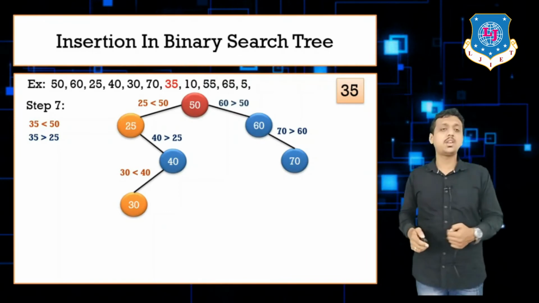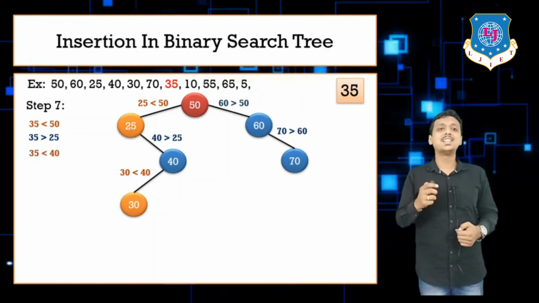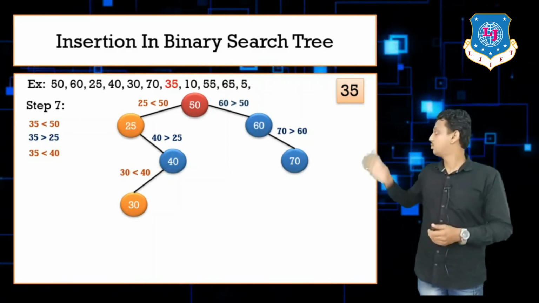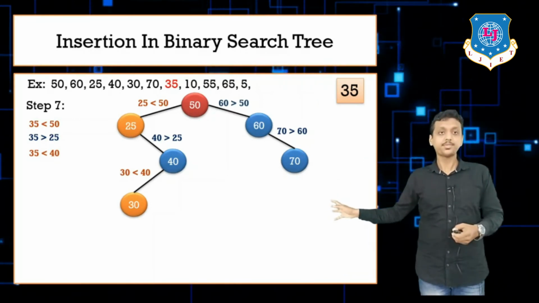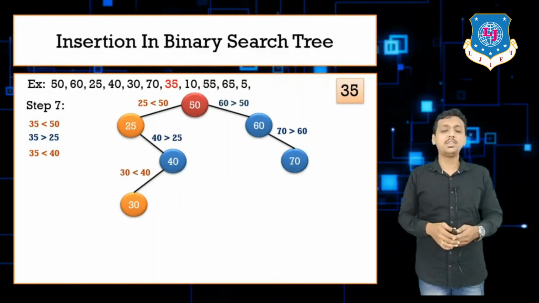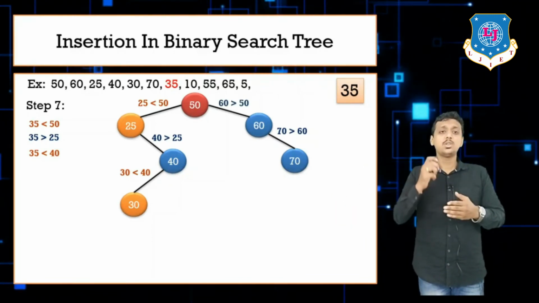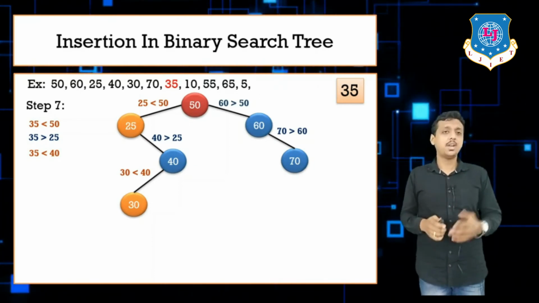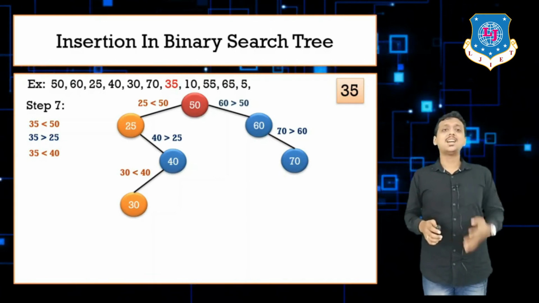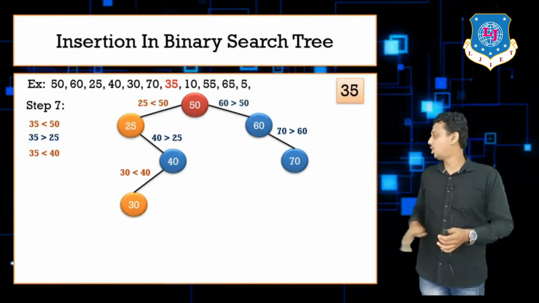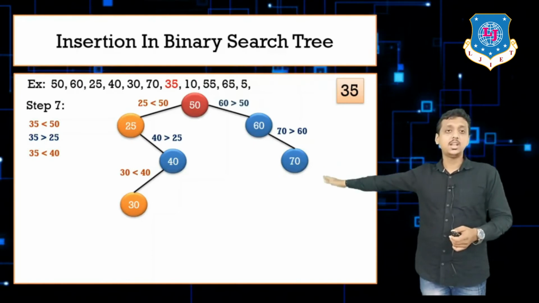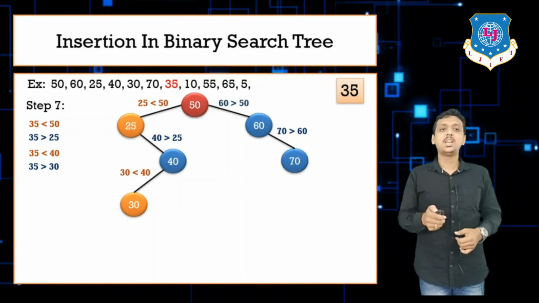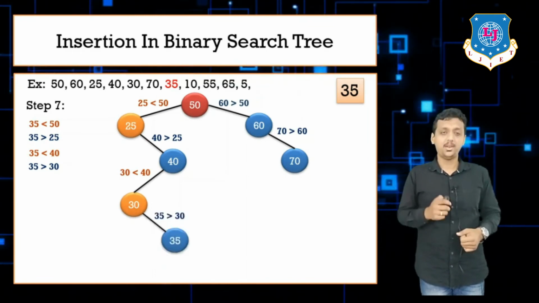On the right side, students, we have 40. 35 is less than 40, so we need to move on the left side of the 40. There we found 30. Now you need to compare 35 with 30. 35 is greater than 30, so at last we need to insert 35 on the right side of the 30. So here it is.